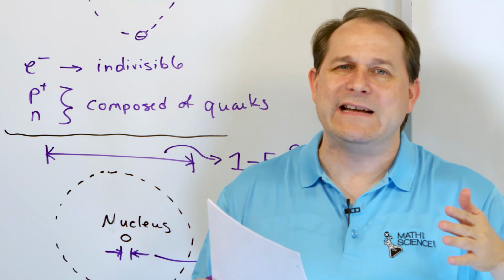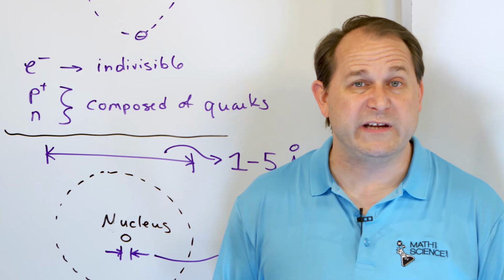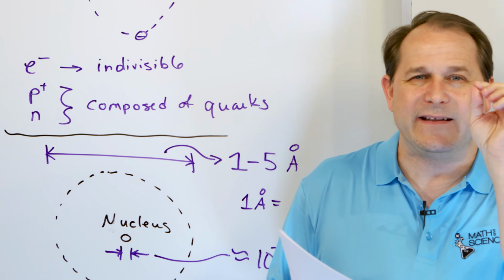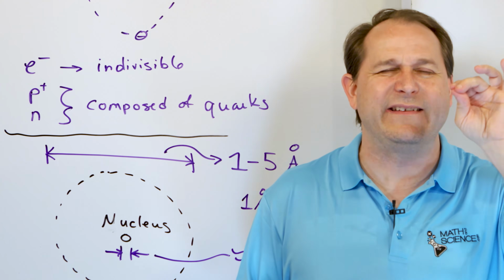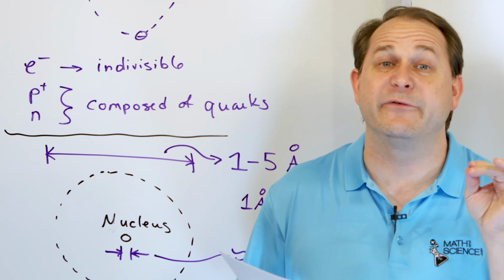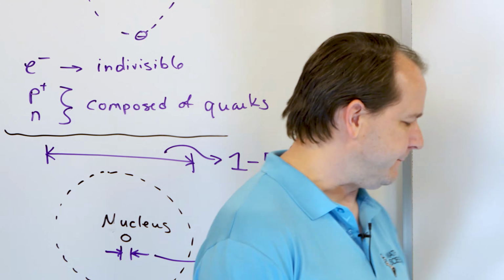So when we say that an atom is mostly empty space, we really mean it. We mean that the concentrated charge with the protons and of course the neutral neutrons in the center is incredibly small. It's thousands of times smaller than the diameter of an atom.